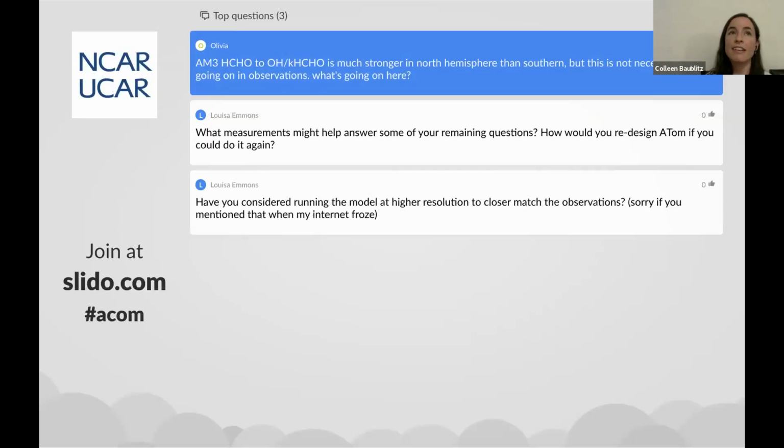I'm sure that other folks from the ATOM campaign have more insight on this, but might have a similar conclusion: to my mind, the Northern Hemisphere looks surprisingly different than the Southern Hemisphere, given how far distant from source regions those observations were taken. Anyway, there could be some really interesting insights there. I think that's a really nice question, and I look forward to trying to parse that a little bit more. Thank you for asking, Olivia.